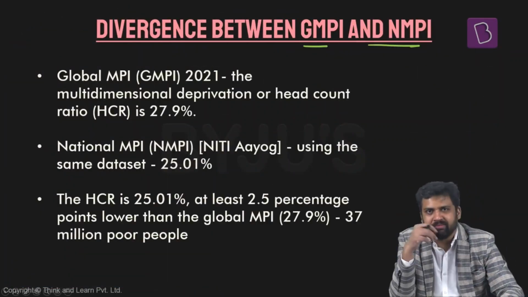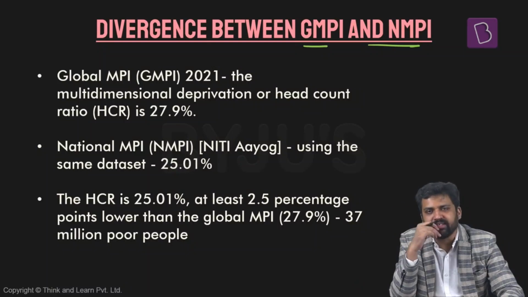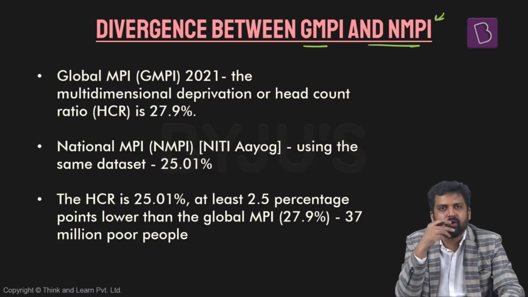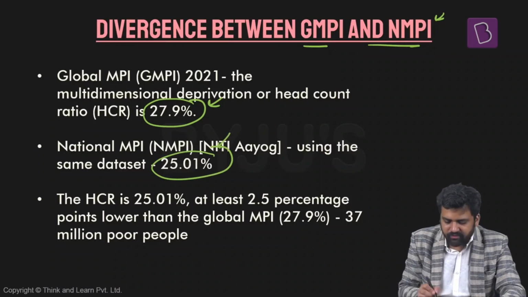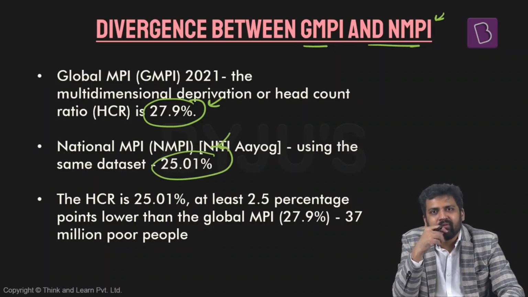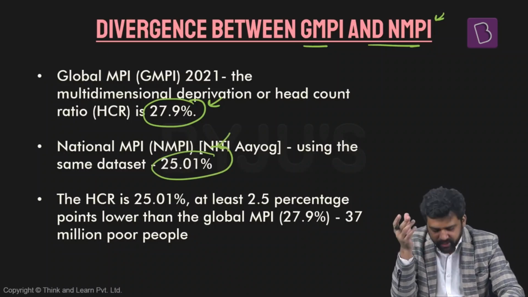See, we have 2 different estimates now, right, of multi-dimensional poverty. One is the global multi-dimensional poverty index estimate. Another is the national multi-dimensional poverty index estimate, right, when Niti Aayog is involved. As per the GMPI, the headcount ratio in India is 27.9%. As per the national MPI, the headcount ratio is 25.01%. Now, how come there is this divergence? One says that in case of India, the multi-dimensional poverty level is 27.9%. Another is saying it's 25.01%.